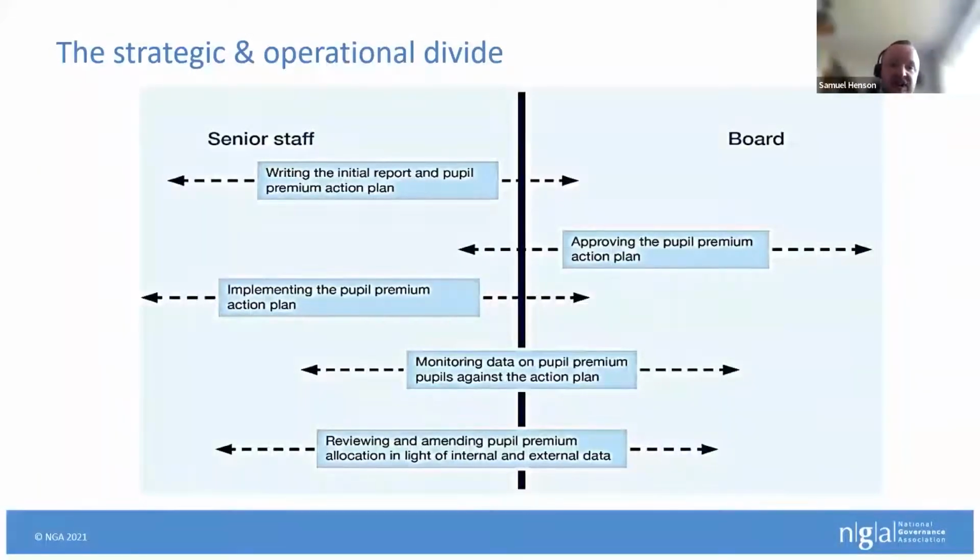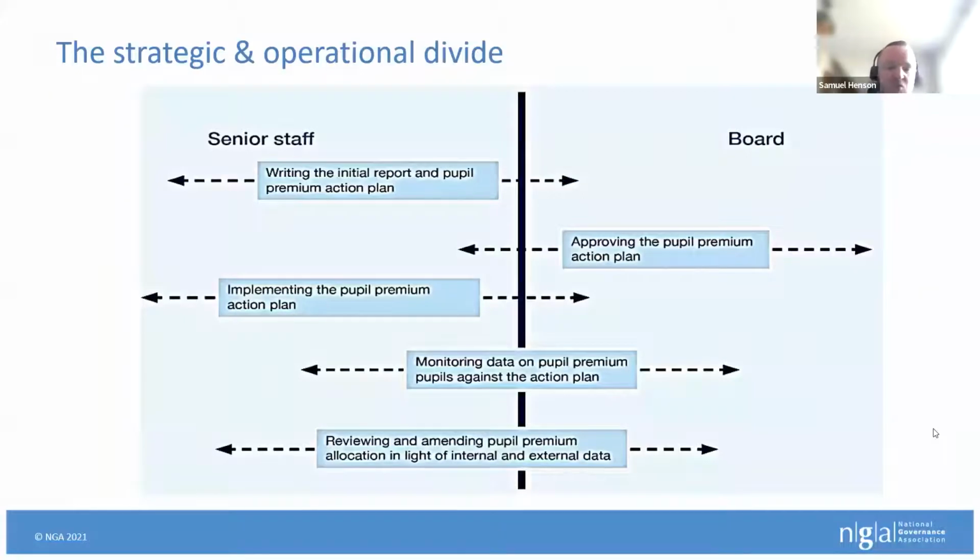That long-term challenge requires a long-term strategy, building it into vision. It's not a short-term fix. The school's leadership team, as this picture shows, are involved with writing and implementing the plan, but the board has this key role in approving the plan, in monitoring and providing that question and challenge around it and how it's working.